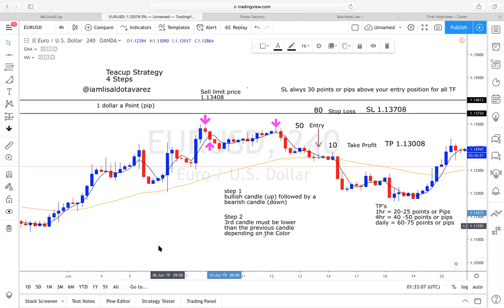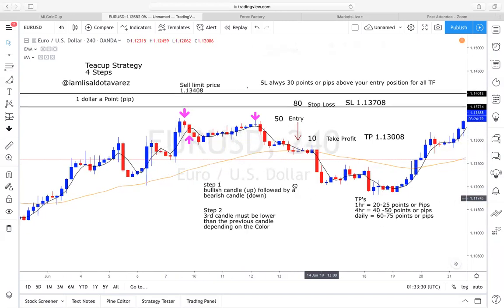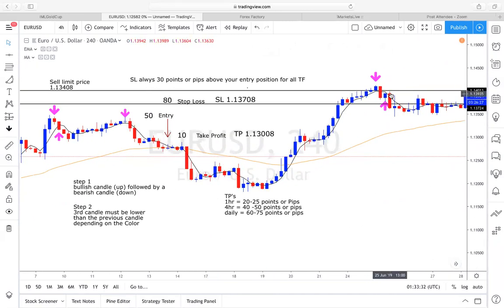So now, can I repeat? Okay, so all we're doing with the third candle is matching colors. The third candle is red, we're going to match it with the previous red candle. So we need the third red candle to be lower than this second red candle. If this candle was blue, like it is here, we need the third blue candle to be lower than the first blue candle, the previous blue candle.